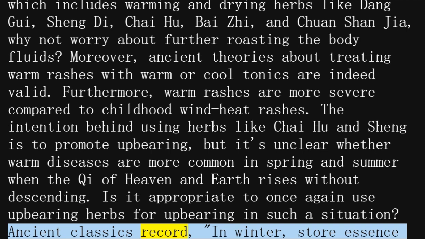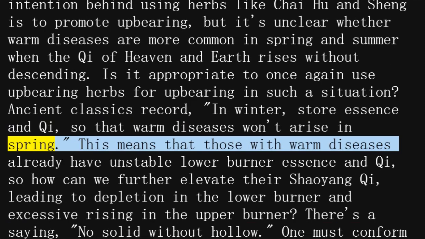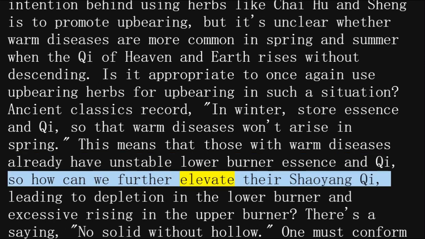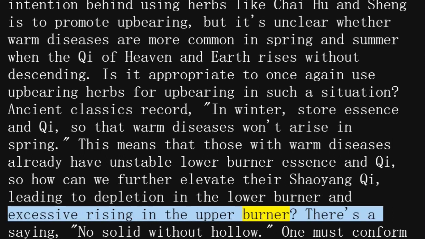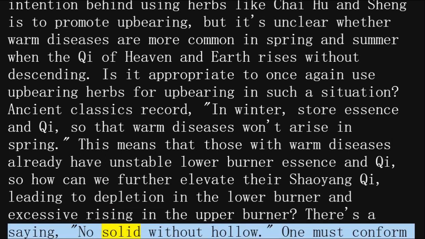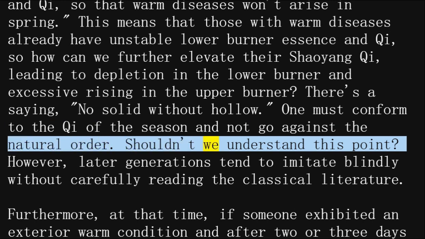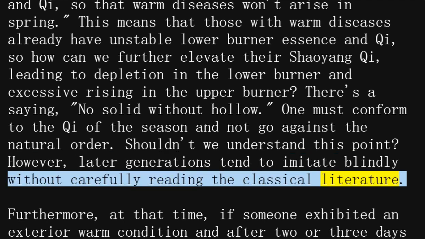Ancient classics record, in winter, store essence and qi, so that warm diseases won't arise in spring. This means that those with warm diseases already have unstable lower burner essence and qi, so how can we further elevate their Shaoyang qi, leading to depletion in the lower burner and excessive rising in the upper burner? There's a saying, no solid without hollow. One must conform to the qi of the season and not go against the natural order. Shouldn't we understand this point? However, later generations tend to imitate blindly without carefully reading the classical literature.